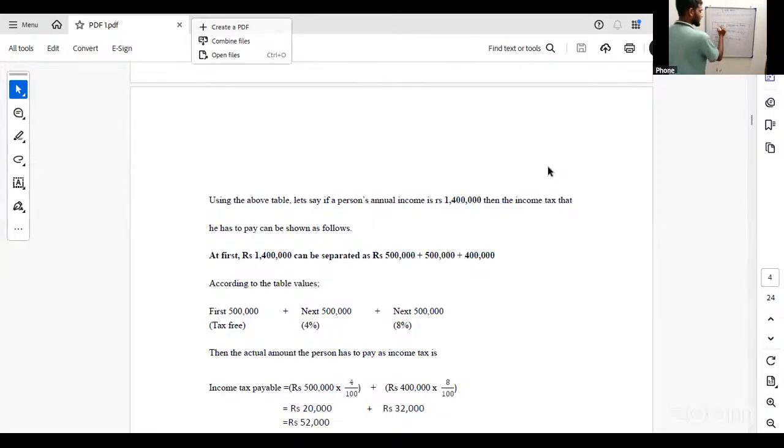Now in this table it says the first 500,000 is free. That means for this 500,000 you don't need to pay a tax. So it's tax free. Now this is the second 500,000 he has. For this 500,000, he has to pay a 4% tax.